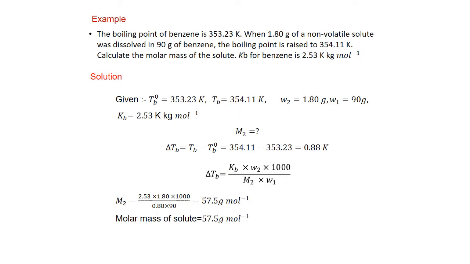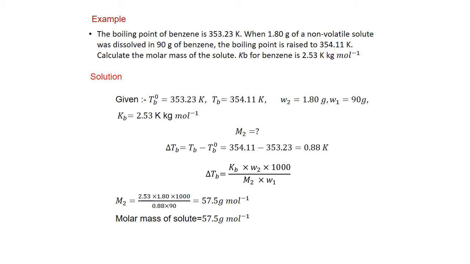Example related to the elevation in boiling point. The boiling point of benzene is 353.23. 1.80 gram of non-volatile solute is dissolved in 90 gram of benzene. The boiling point is raised to 354.11, that is by 0.11 Kelvin. Calculate the molecular mass of solute, and Kb is given. So we have to first find out what is given in the numerical, second which formula we will apply, and then we can calculate the molecular mass.